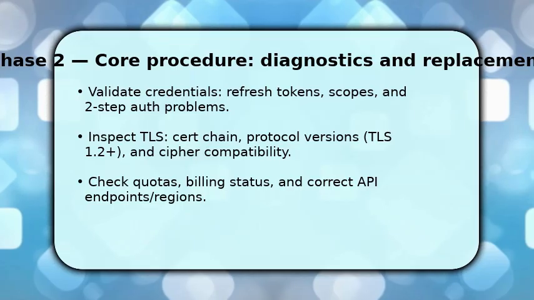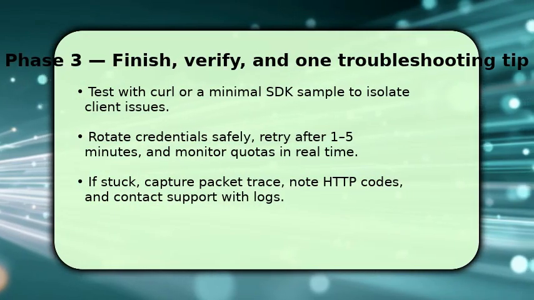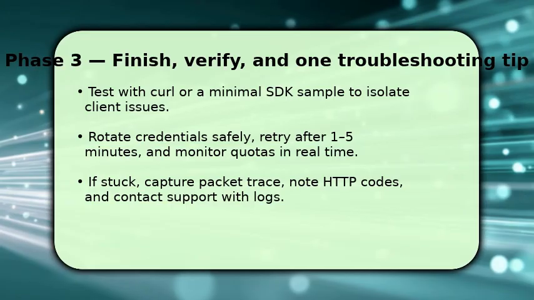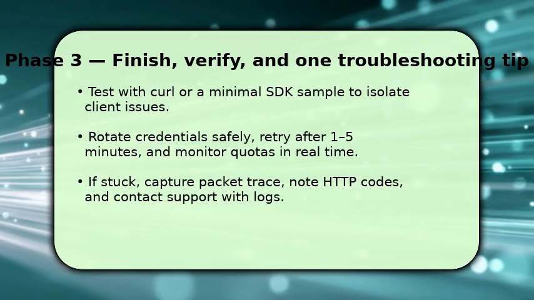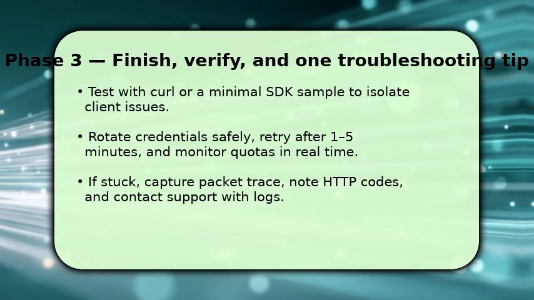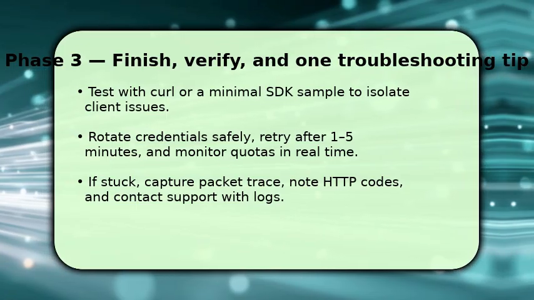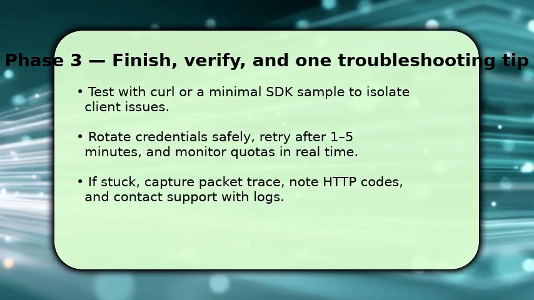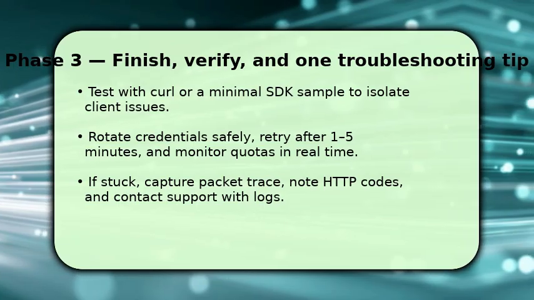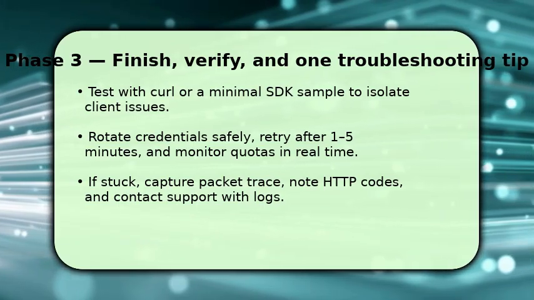Finish by isolating the client. Run a curl or minimal SDK request to the Google endpoint and compare behavior. If errors persist, rotate credentials cautiously and retry after 1 to 5 minutes while watching quota metrics. Make sure your retry logic uses exponential backoff to avoid rate limits.